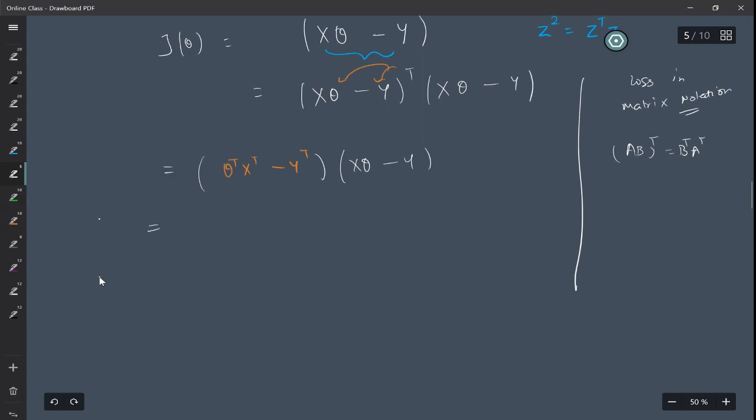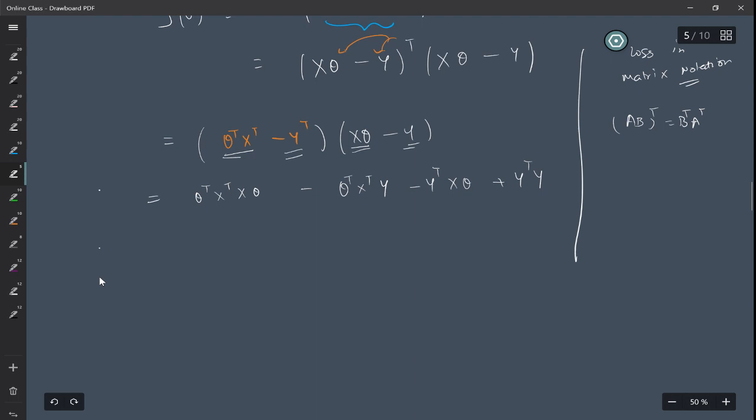Now let us multiply all the terms. This term with this term gives theta transpose x transpose into x theta. Then multiplying this term with this term gives minus theta transpose x transpose into y, and this term with this term gives minus y transpose x theta plus y transpose into y. So this is again your j theta.